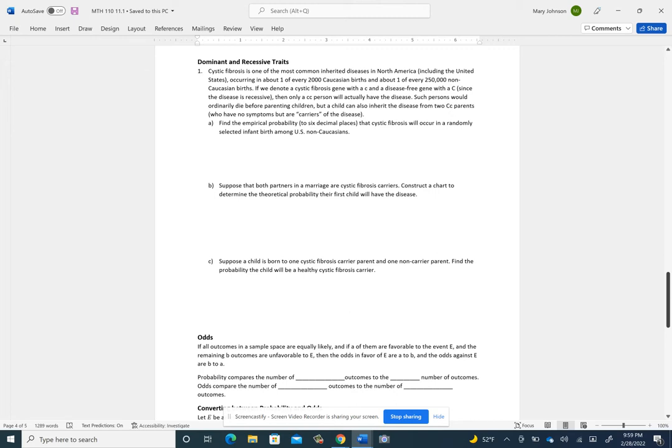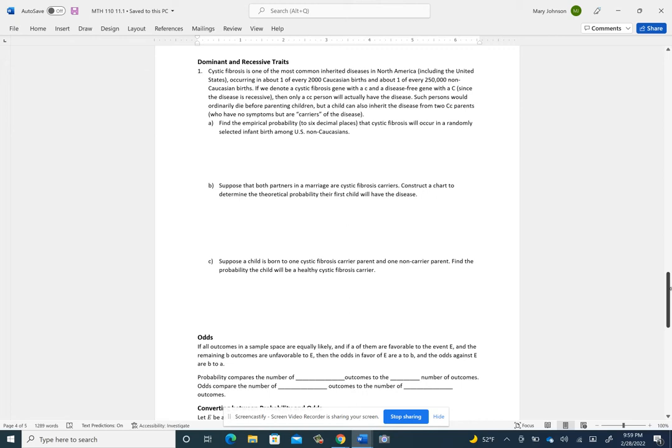Such persons would ordinarily die before they're able to have children, but a child can inherit the disease from two parents who might be carriers of it. They don't actually have the disease, but they can pass it on to their children. There are several questions related to that, so we're going to look at these.